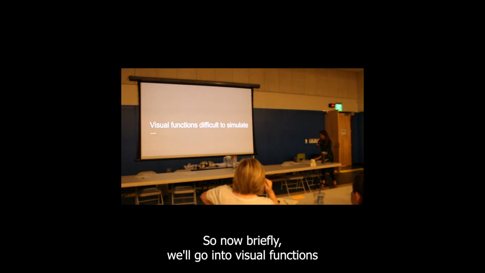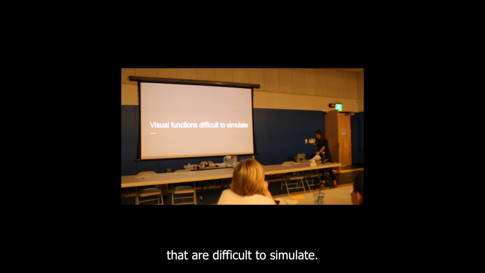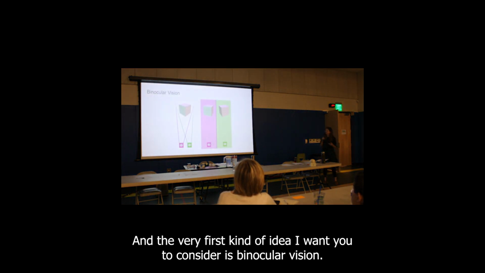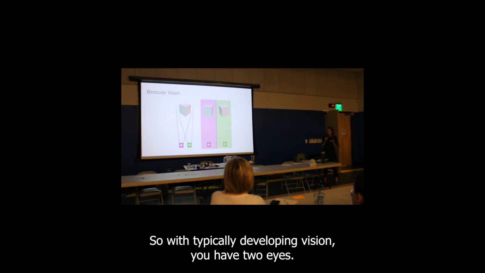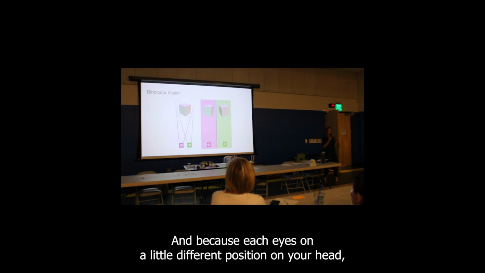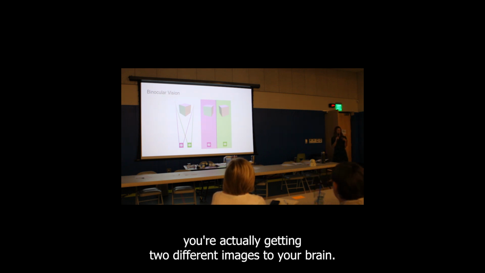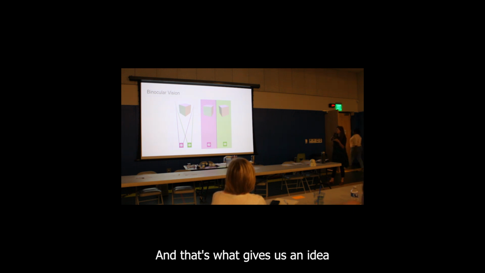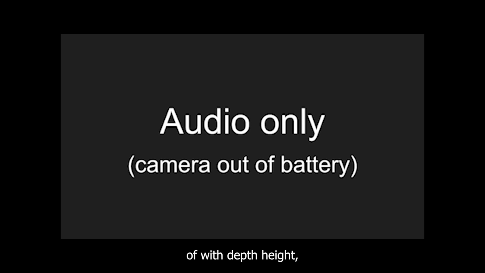Okay, so now briefly we'll go into visual functions that are difficult to simulate. And the very first idea I want you to consider is binocular vision. So with typically developing vision, you have two eyes, and because each eye is in a slightly different position on your head, you're actually getting two different images to your brain. But then your brain makes sense of it and puts it together in one image. And that's what gives us an idea of width, depth, height. Very important when we think about mobility, participation in activity.